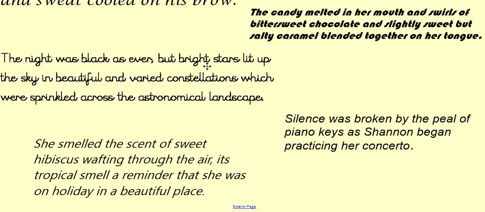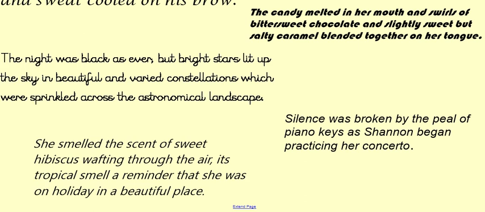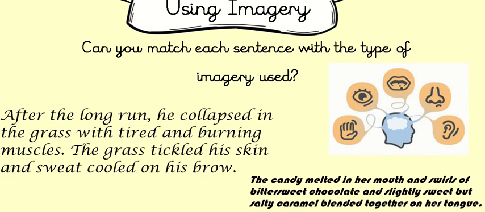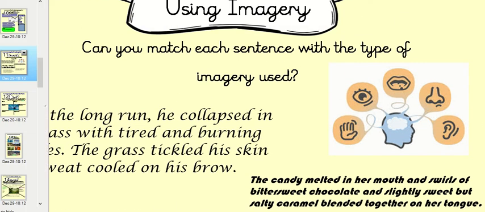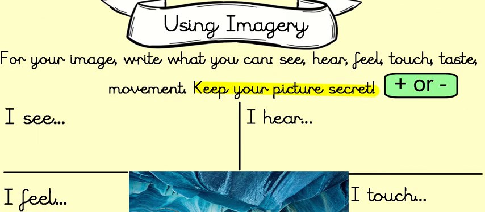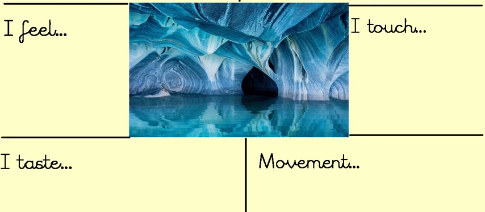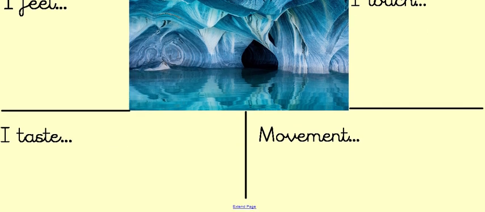Okay, thinking about all those things, we're now going to make our own. We're going to think about how we can describe using those senses. So those senses, as I've just said, are, you might want to write these down, what you see, what you hear, what you feel, what you can touch, what you can taste, and is there any movement going on, or can you smell anything, or anything happening in the background? Okay, so we're going to think about describing all those things.